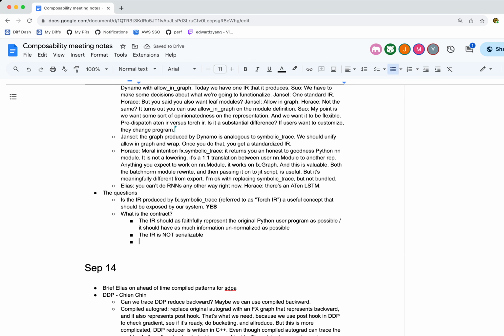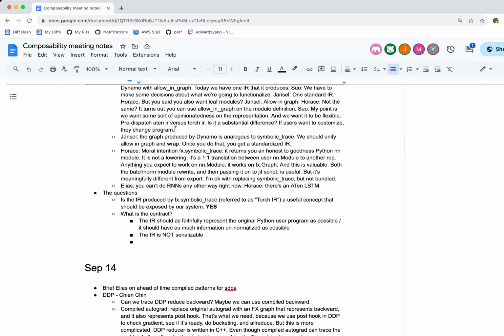I would agree with that. Why is it a contract? It's the contract because if we wanted to guarantee to users that this IR was serializable, then we would have to make sure that we never put anything in the graph that we can't actually serialize. And that includes additions like allow_in_graph and things like that.